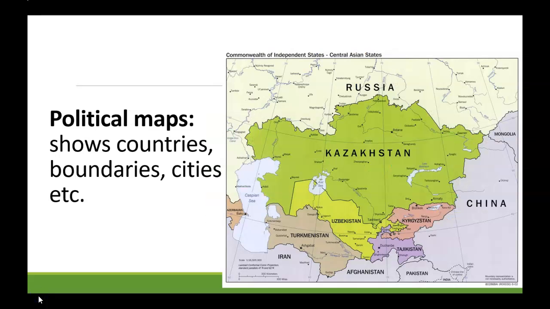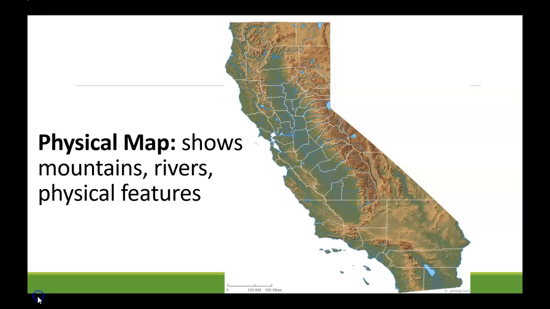The next type of maps are political maps, and this shows political geography. It can show us countries, boundaries, cities. Now, these boundaries are human-made, and so they aren't recognized by Mother Nature. You can't see them from a satellite orbiting Earth. These are boundaries that are established on the basis of political grounds. A physical map can show us different kinds of physical features to include mountains and rivers.